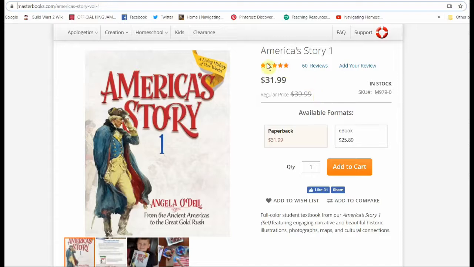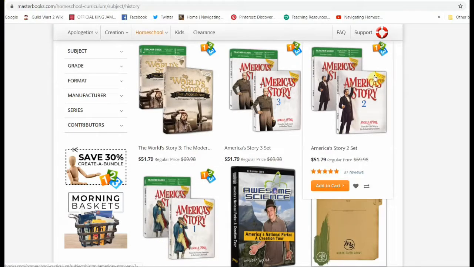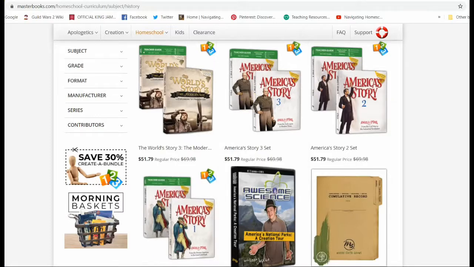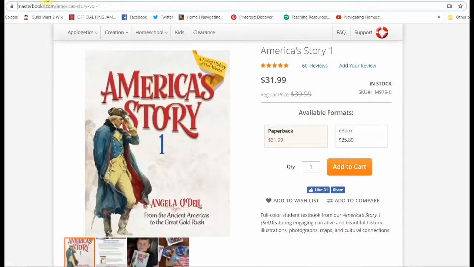For American history, I really like Angela O'Dell's books, America's Story. I was actually given the first book and really liked it, so I went ahead and purchased the next one. There's a total of 3, and we're on the 3rd one now. We take 2 years to go through one book. So if you start your child on the first book in first grade, you can do first and second, the second book in third and fourth, and then the final book in 5th and 6th.